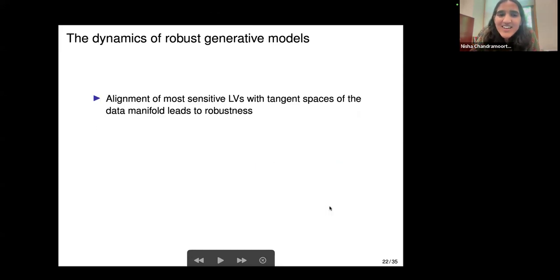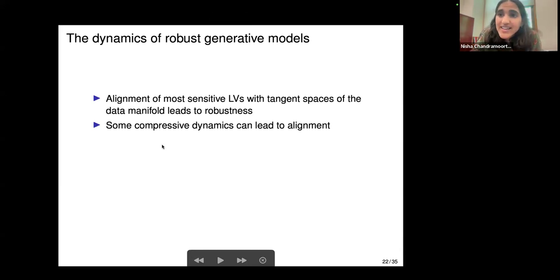So to summarize what I've said so far, it looks like the alignment of the most sensitive Lyapunov vectors with the tangent spaces of the data manifold is one way to think about getting robustness of the support of the target distribution. This does not mean that a generative model with errors will still give you the correct distribution. It only means that it will give you samples, or it is able to provably learn the support of the distribution.